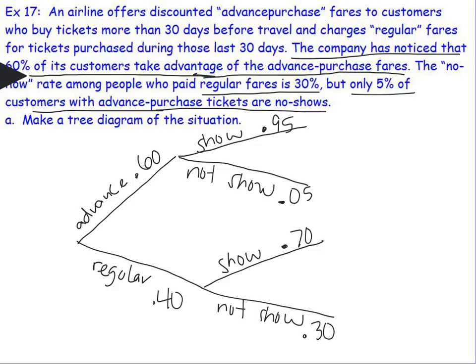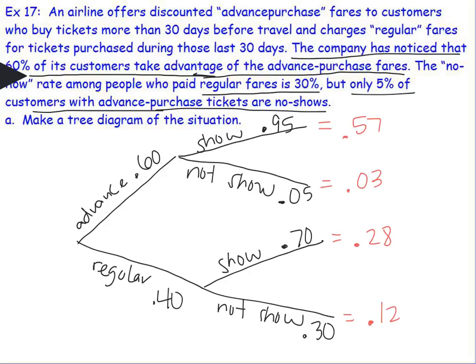So now we need to do our multiplying. Advanced and show is 0.57. Advanced and does not show is 0.03. Regular and show ends up being 0.28 when you multiply, and regular and no show ends up being 0.12. And again, if you add up all four, you should get 100.